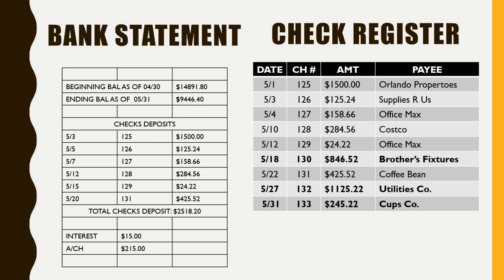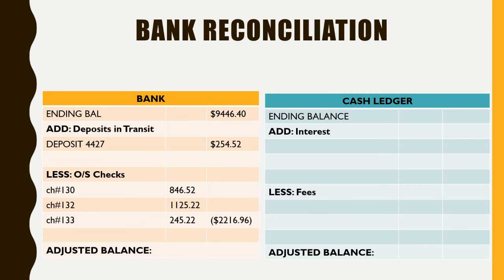So I have a total of 3 checks that have not cleared yet, because they're in transit, or the person who received them did not deposit the money yet. So I'm going to copy all 3 of those checks in for those total amounts, to give you a total of $2,216.96 that is not taken out of my bank account.